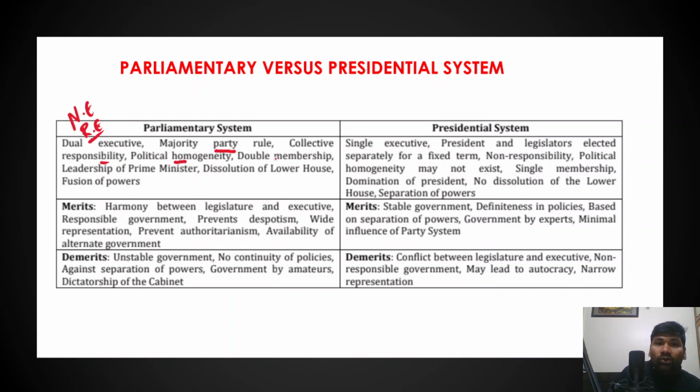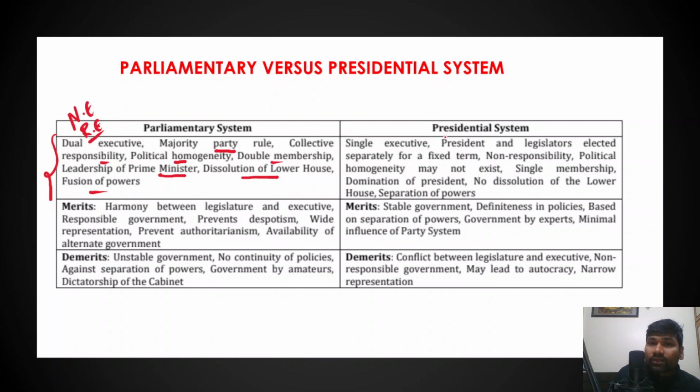And in fact it also provides for double membership. So what does double membership actually mean? Double membership means that a minister is also a member of the legislature, and a member of the legislature can become a minister. So that is known as double membership. And leadership of the prime minister, dissolution of the lower house by the president on the recommendation of the prime minister, and also the fusion of powers as well. So these are some of the features of the parliamentary form of government.